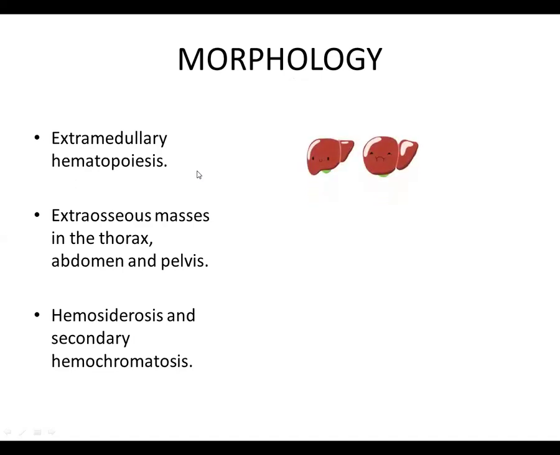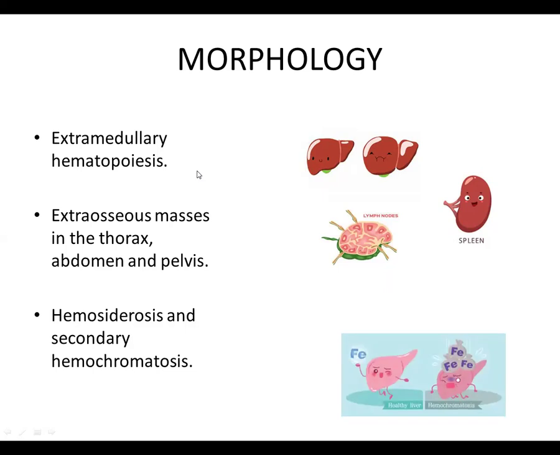Other features of beta thalassemia include extramedullary hematopoiesis. So the formation of blood cells starts within the spleen, the liver, and the lymph nodes. Extraosseous masses in the thorax, abdomen, and pelvis may also be seen because of RBC production in these areas. And because of frequent blood transfusions, these individuals have hemosiderosis, accumulation of iron in the body, and then secondary hemochromatosis, in which this extra iron is deposited in the organs of the body.